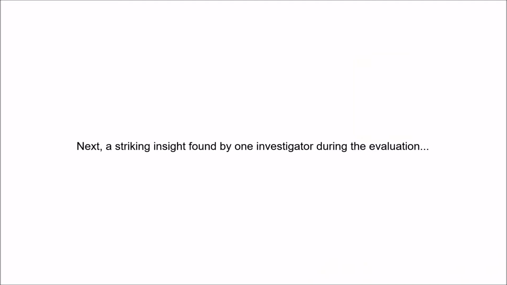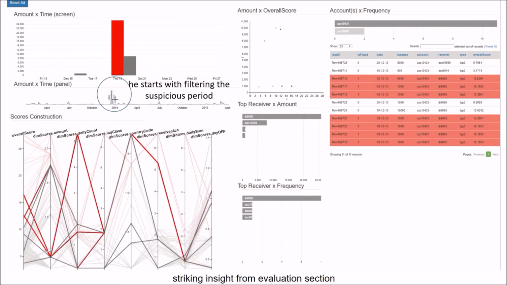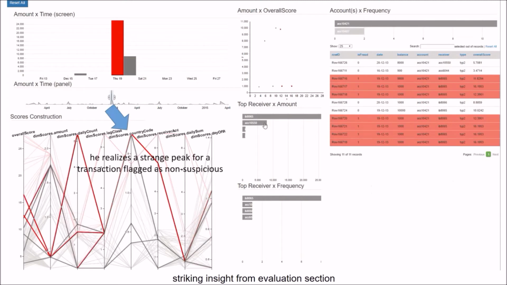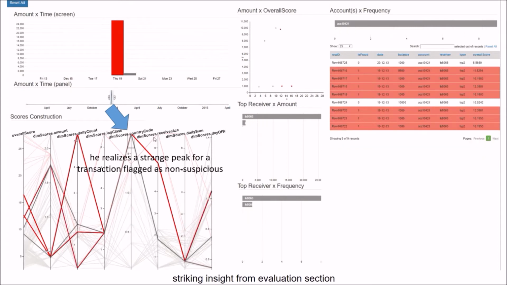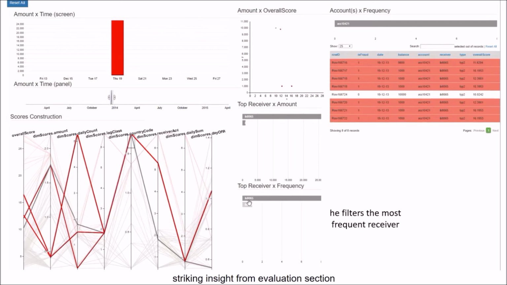Next, a striking insight found by one investigator during the evaluation. He starts with filtering the suspicious period. He quickly analyzed the filtered transactions using the table. He realizes a strange peak for a transaction flagged as non-suspicious. He filters the most frequent receivers.